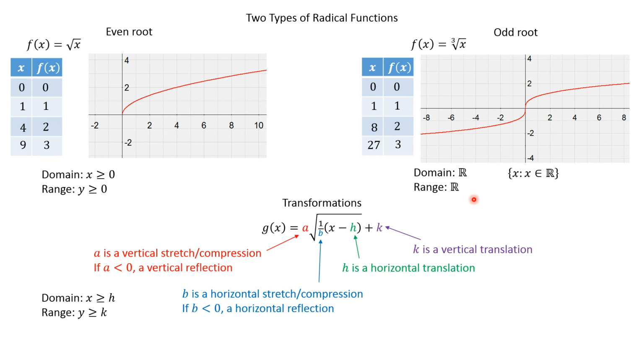Over here for the odd roots, we have all real numbers. If we move it over, we still have all real numbers. If we reflect it, we still have all real numbers. So the domain and range will stay all real numbers. It's not going to move. And so these are the transformations. I thought about throwing some examples on here, but we've done transformations a bunch, so I don't have any examples on here, but we will have some in class.